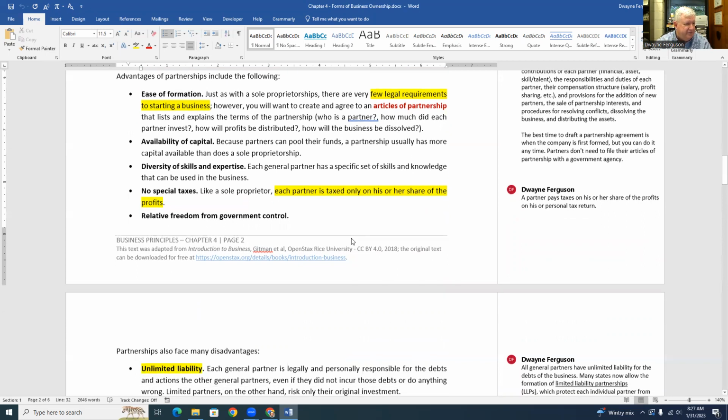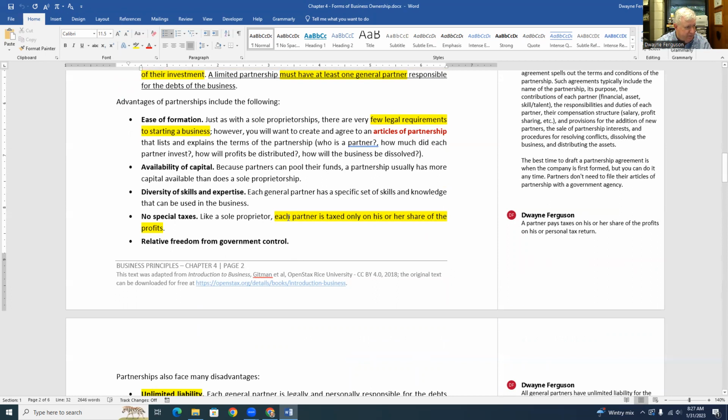No special taxes. Again, this is really important. Each partner is taxed only on his or her share of the profits. Of course you'd be taxed as an employee on the salary that you make. But at the end of the year, if you're responsible for 30% of the profits, that's going to be on your personal tax return, just like if you were a sole proprietor.